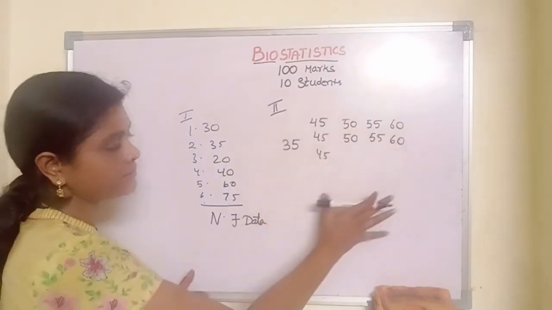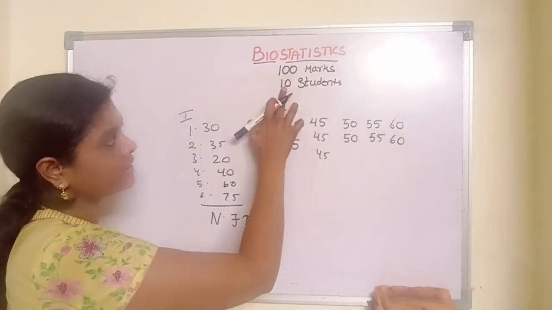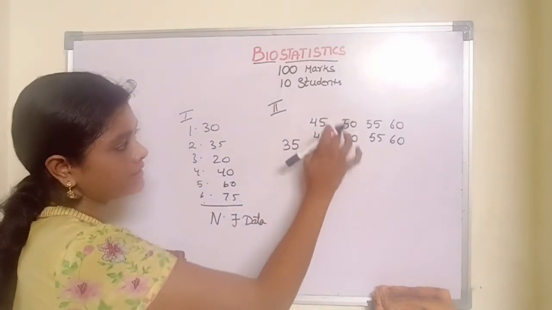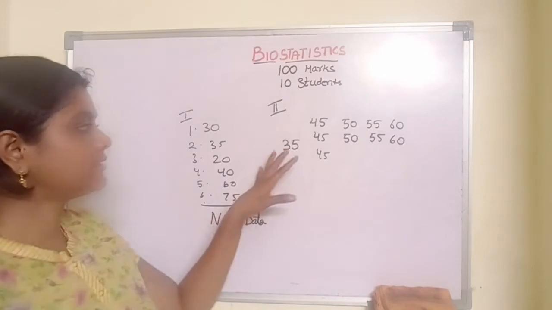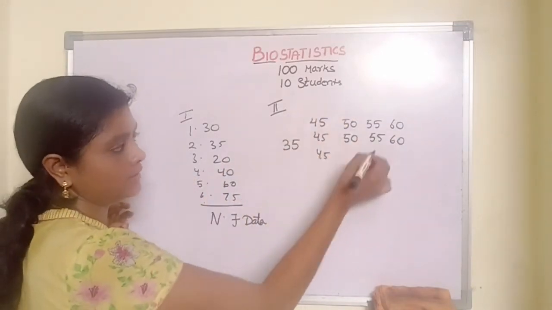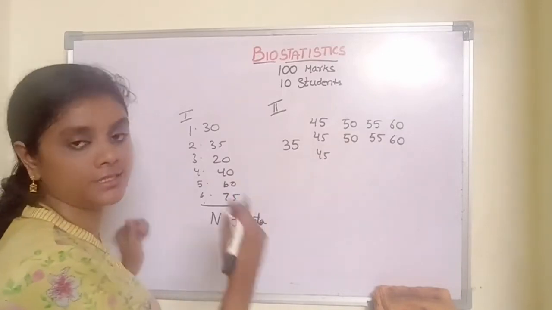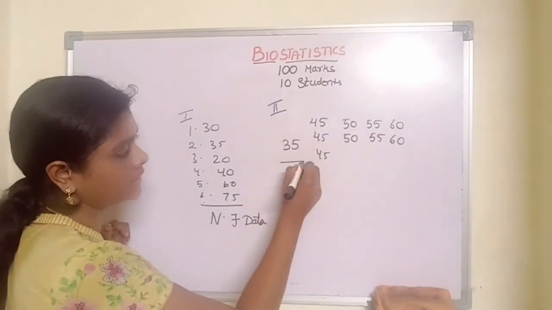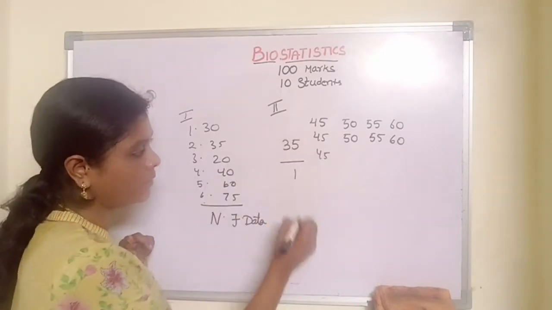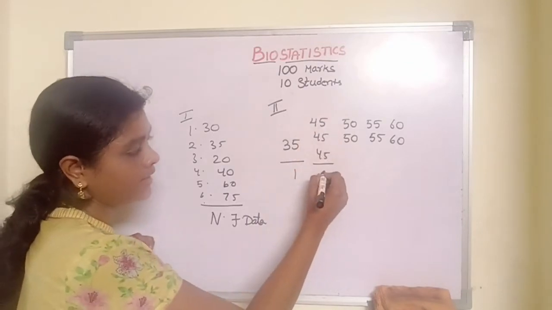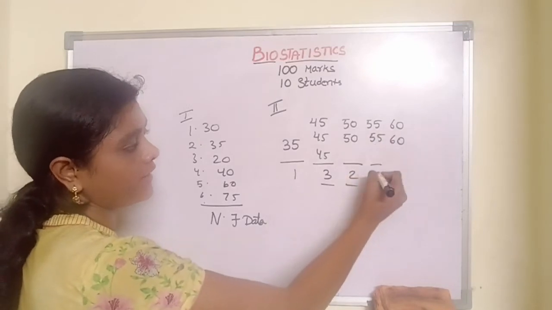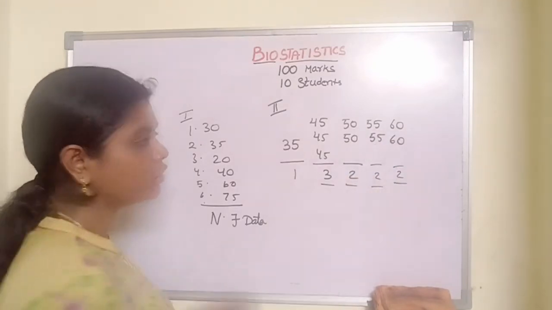So what is it saying here? As I have mentioned, 10 students have written the exam: 1, 2, 3, 4, 5, 6, 7, 8, 9, 10. These are the 10 students' individual marks and their number of occurrences, that is, the frequency of that particular mark among the 10 students. So 35 marks have occurred only once. 45 marks were gained by 3 students. 50 marks by 2 students, 55 by 2 students, and 60 by another 2 students.